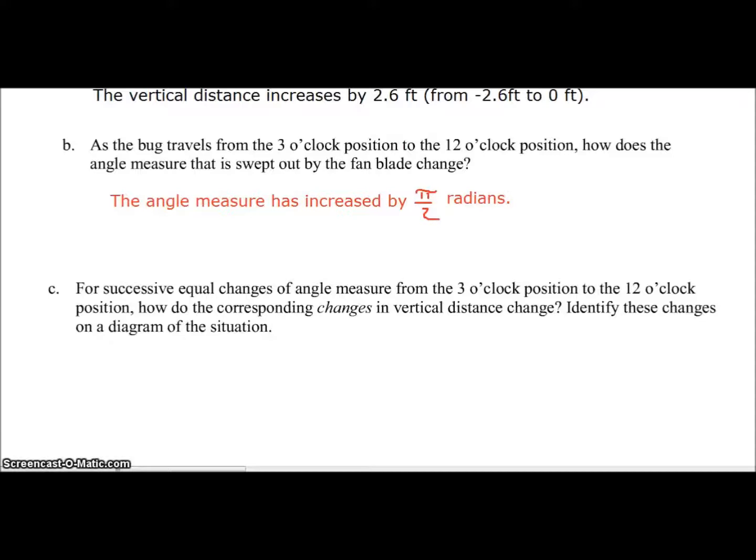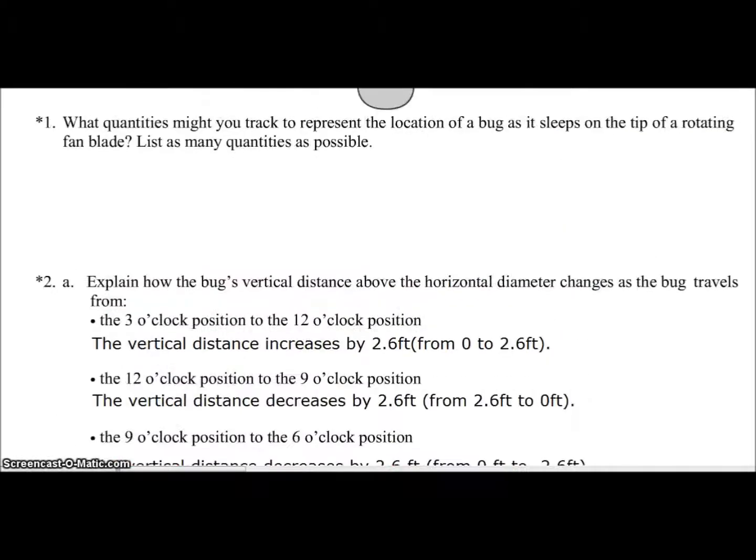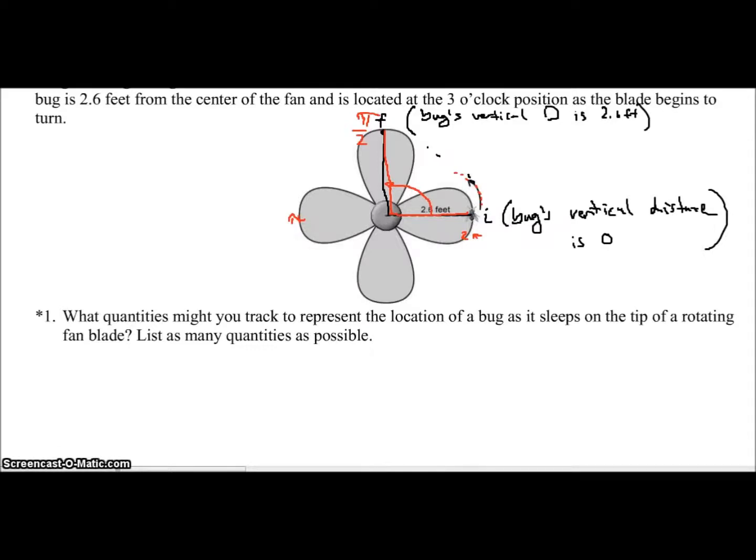Part C, for successive equal changes of angle measure from the 3 o'clock position to the 12 o'clock position, how do the corresponding changes in vertical distance change? Identify these changes on a diagram of the situation. Okay, so let's just draw a circle here. This is a kind of a tough question. It's weird to figure out what you're asked to do, but here we have a circle.